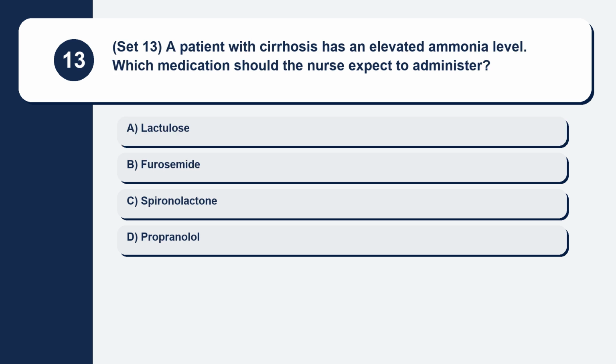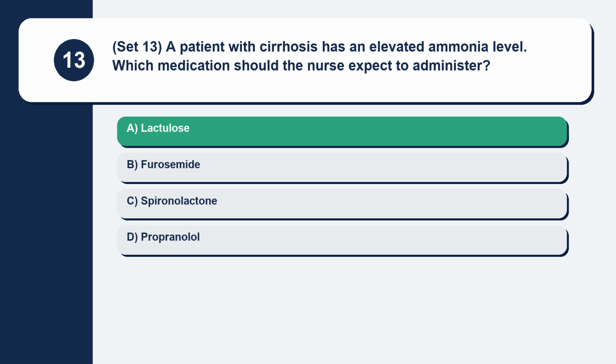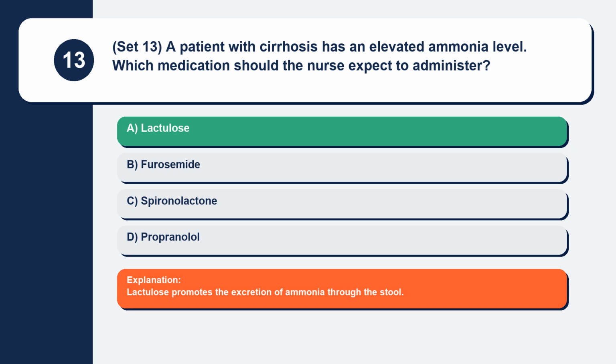Question 13, Set 13. A patient with cirrhosis has an elevated ammonia level. Which medication should the nurse expect to administer? Lactulose, furosemide, spironolactone, propranolol. Lactulose promotes the excretion of ammonia through the stool.